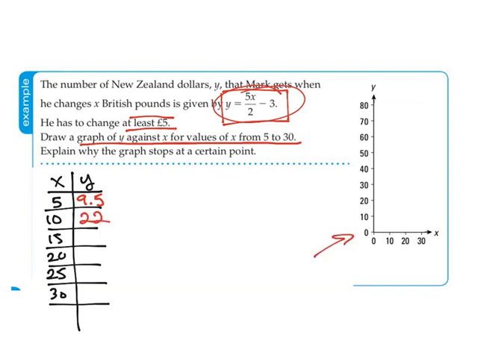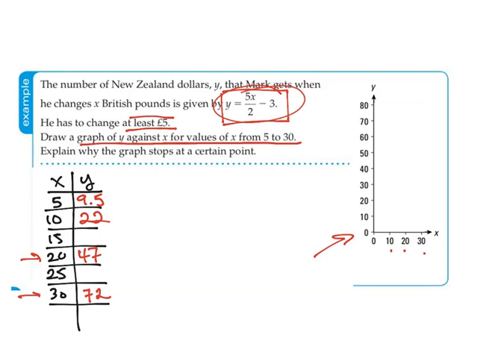Because of the graph that I'm working with here, I have x values of 10, 20, 30, so I'm going to work with those values for the sake of simplicity. 5 times 20 is 100. 100 divided by 2 is 50. 50 take away 3 is 47. And for 30, 5 times 30 is 150. 150 divided by 2 is 75. 75 take away 3 is 72.